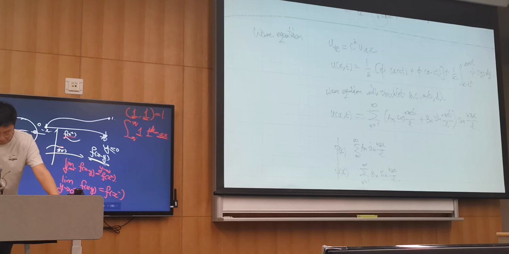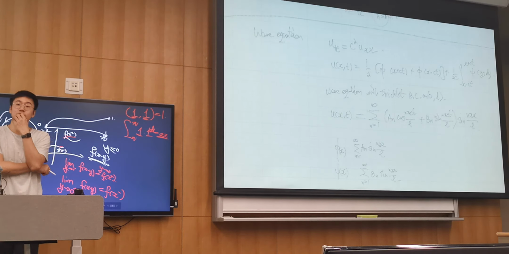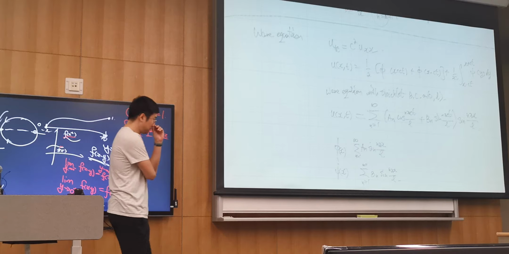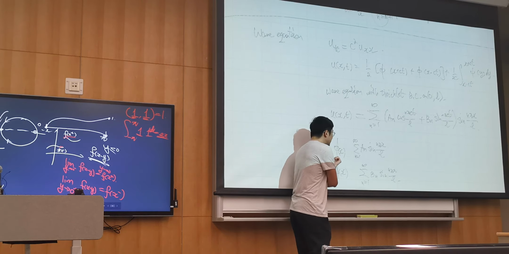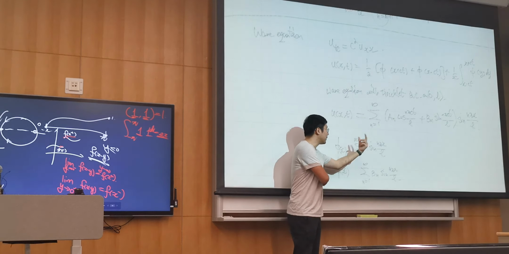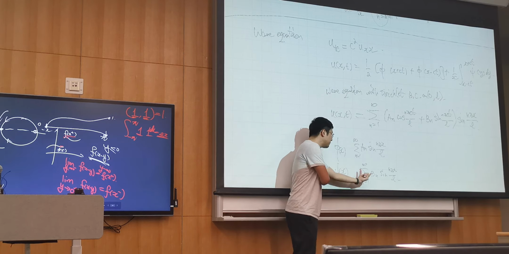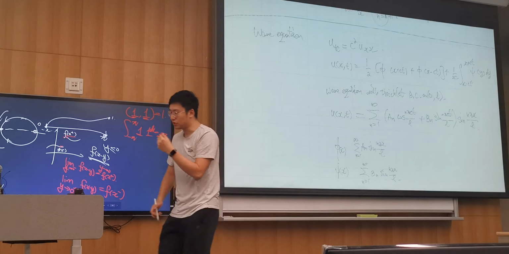What's the relation between phi(x) and a_n sine(n pi x over L), and psi(x) and b_n sine(n pi x over L)? Actually, they equal to each other, right?